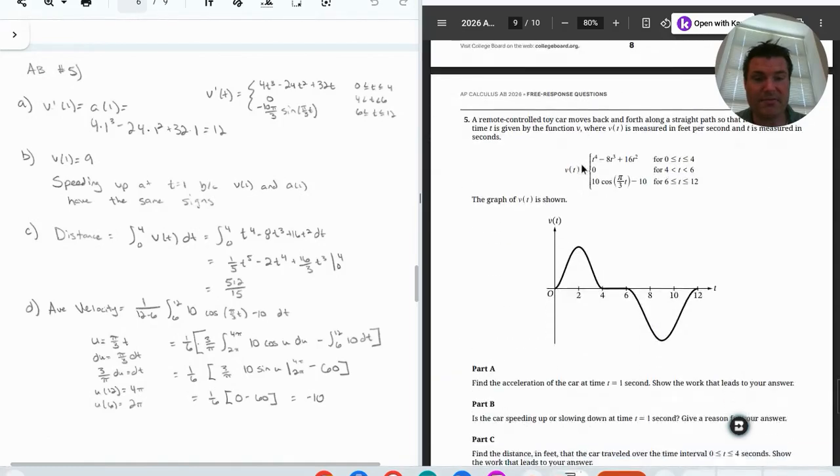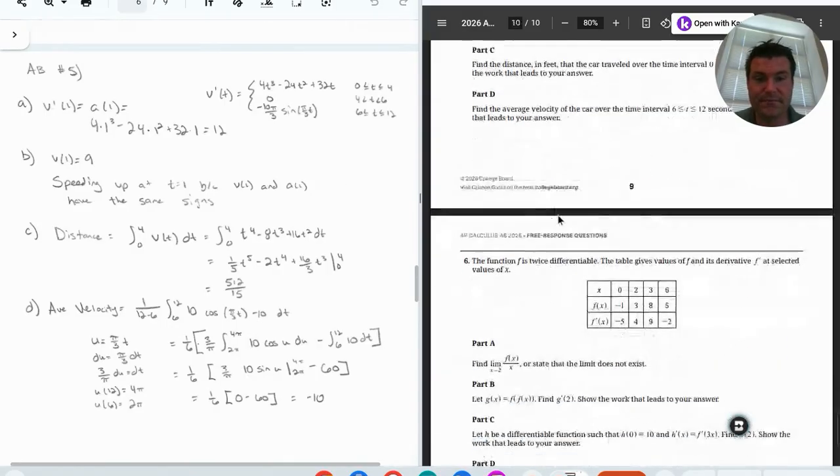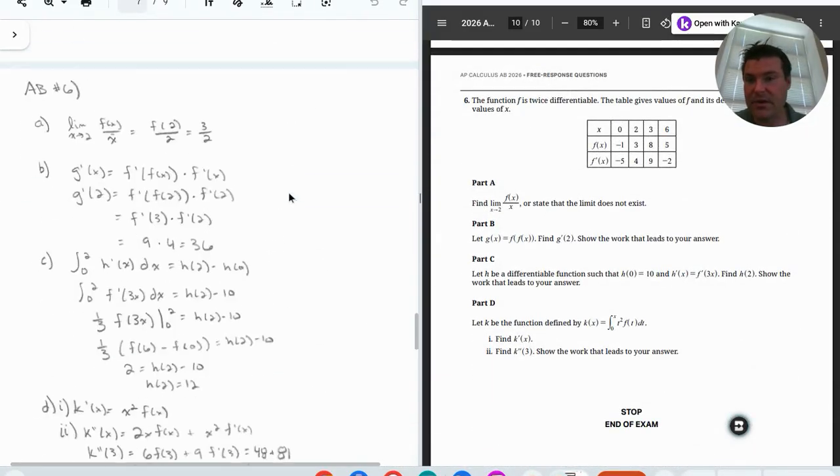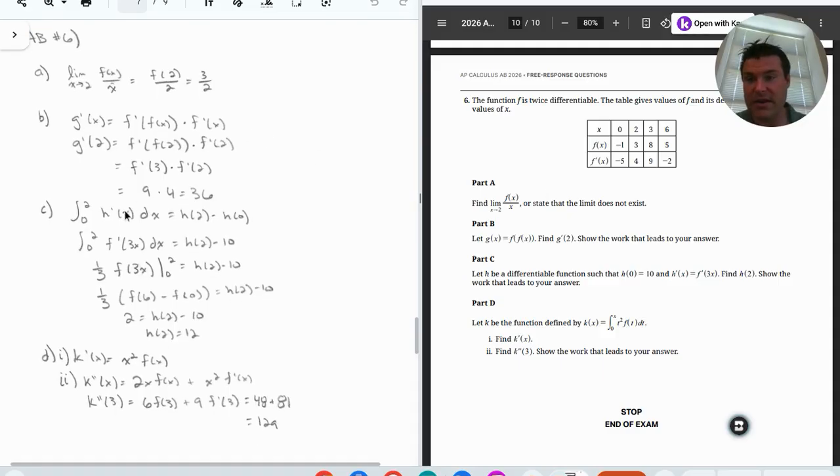Sticking with AB number 5, I have all the work over here. This is pretty simplistic particle motion stuff. For number 6, hopefully you didn't get tripped up. This is not L'Hôpital's. I have a feeling that a lot of students are going to do that. This is just a straight up limit where you just plug in a 2 and you should get the answer. But everything is right here and it is all accurate.